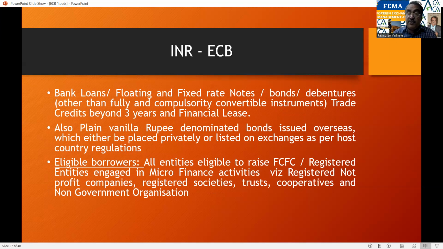So plain vanilla rupee denominated bonds are permitted. And who are the eligible borrowers for this INR ECB? Those who are eligible to raise FCFC, plus registered entities engaged in microfinance. So here microfinance activities are not included for the FCFC, but they are included in INR, namely registered not-for-profit companies, registered societies, trusts, cooperatives, non-government organizations.